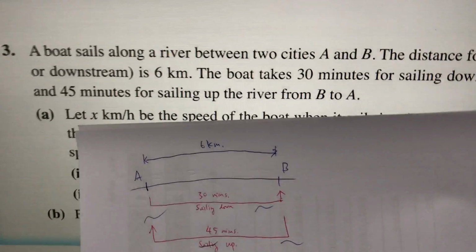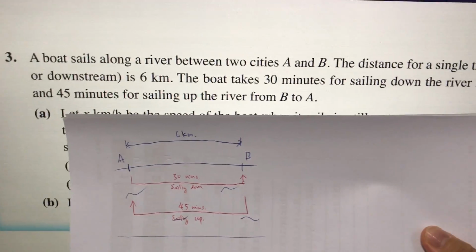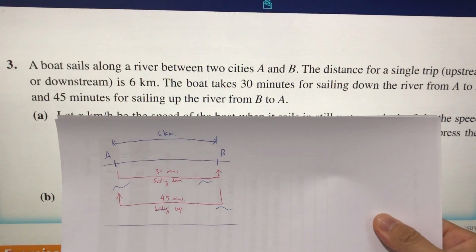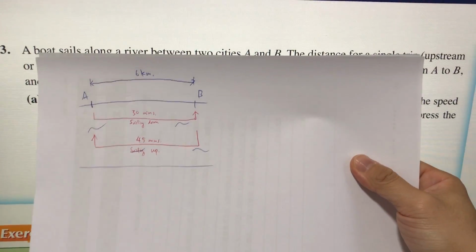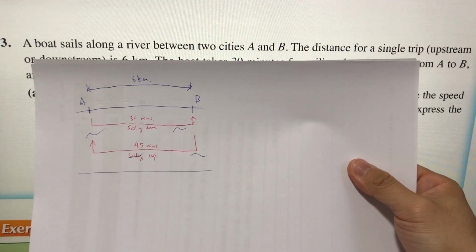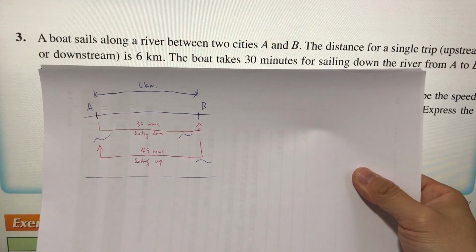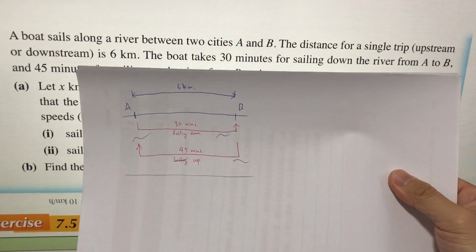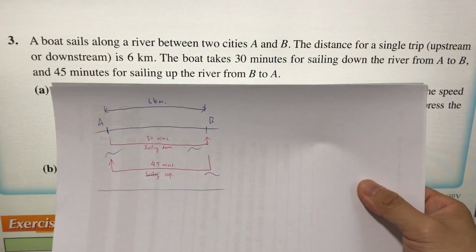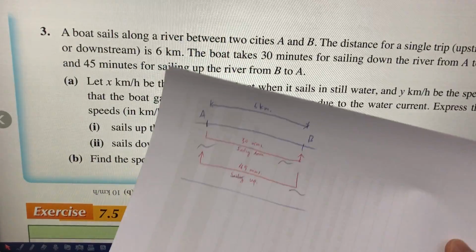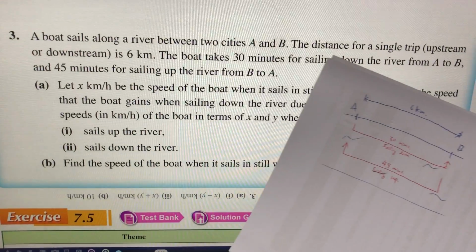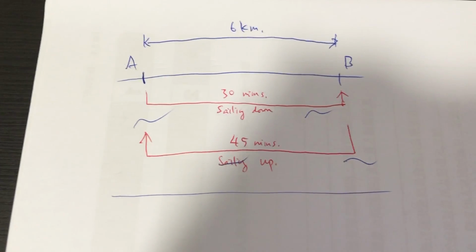So try to consider the diagram from the question. The two cities A to B, single trip 6 kilometers. From A to B 30 minutes, from B to A 45 minutes. So 45 minutes is sailing up, and 30 minutes is sailing down. This is the description of the diagram.